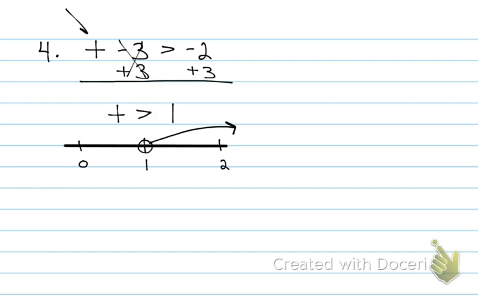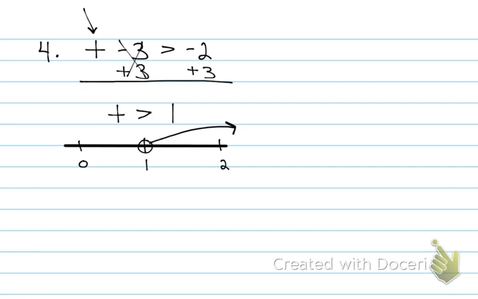So if I plug in a 2 up here for t, what's 2 minus 3? Negative 1. Is it true that negative 1 is greater than negative 2? Yes. So let's get a little bigger. Give me another number. 16. Okay? So plug in 16 for t. What's 16 minus 3? 13. Is it true that 13 is greater than negative 2?